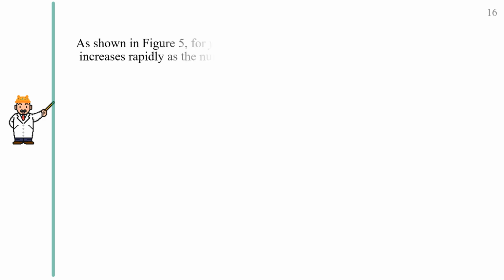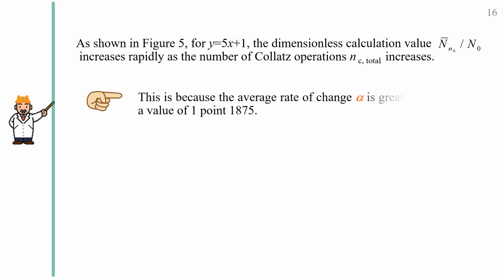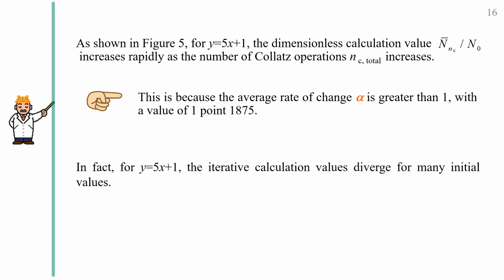On the other hand, as shown in Figure 5, for y equals 5x plus 1, the dimensionless calculation value increases rapidly as the number of Collatz operations increases. This is because the average rate of change alpha is greater than 1, with a value of 1.1875. In fact, for y equals 5x plus 1, the iterative calculation values diverge from many initial values.